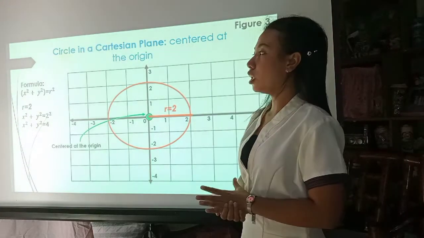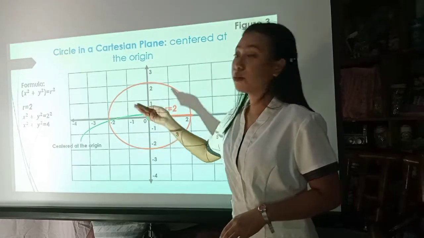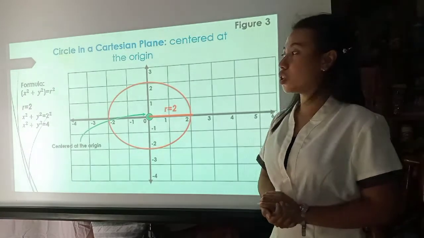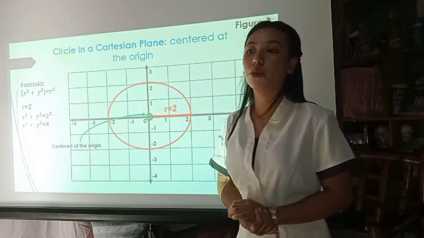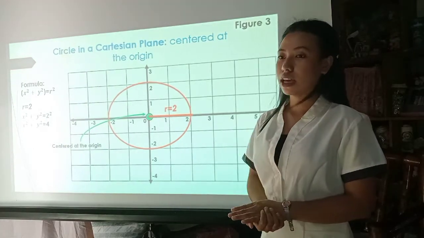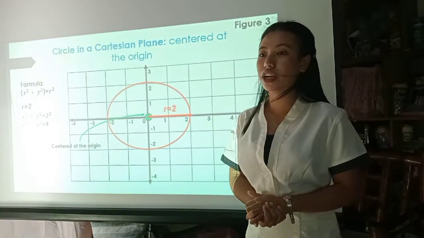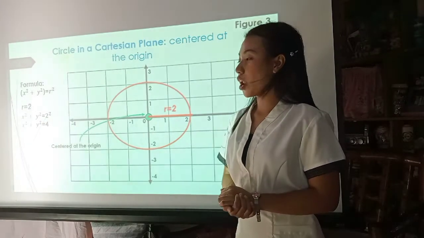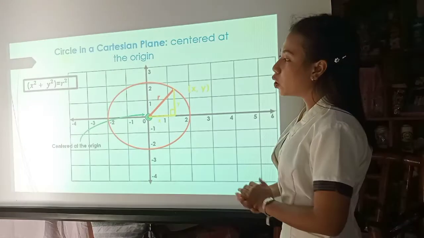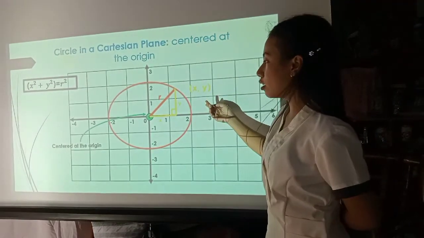And then, if we put the x squared plus y squared and then substitute the 2 into r, which is the radius, then squared, then what is the answer of 2 squared? Okay, it is 4. So the equation of the circle with radius 2 is x squared plus y squared equals 4.